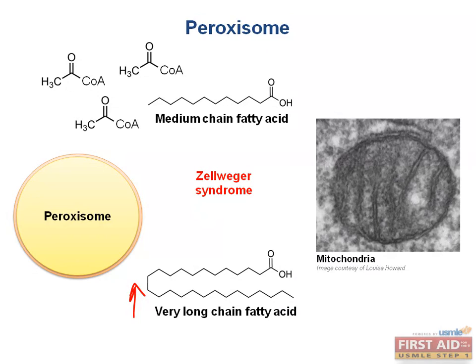So how would you recognize this in a newborn? Hypotonia, seizures, and an inability to eat would be the first clues that something's wrong, and hopefully after further testing you'd see the very long-chain fatty acids accumulating.